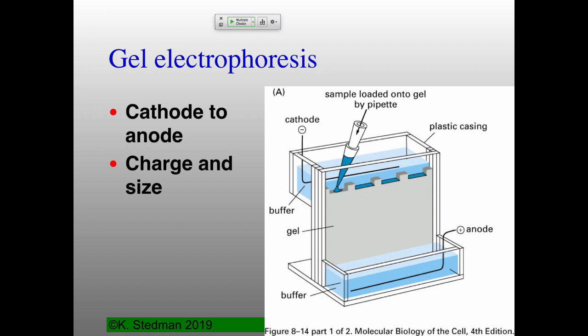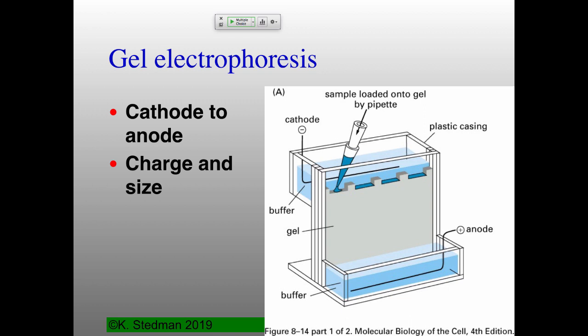And the reason it separates based on size is this gel here is basically a matrix with lots of little holes in it. And the bigger the thing you have, the slower it's going to be able to go through those holes. So this is great and actually is used for proteins quite a lot.